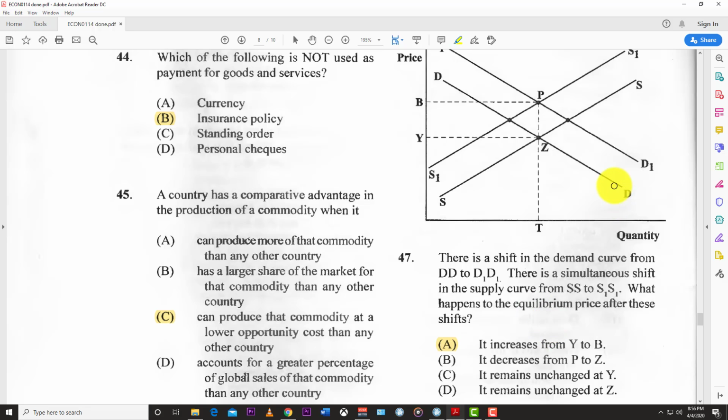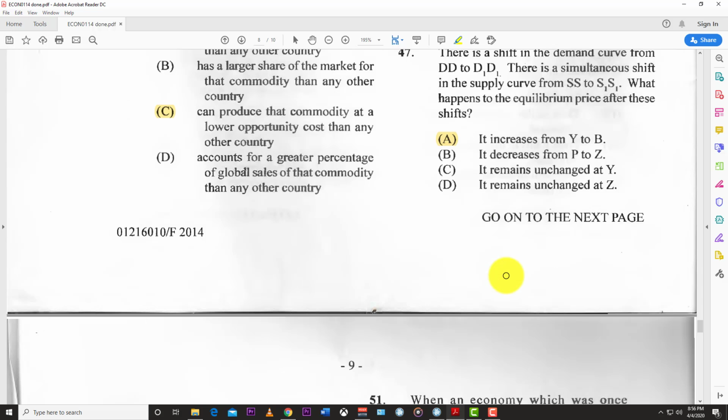So if we follow it here, at first D and S, you have an equilibrium price of Y. But when D shifts to the right and S also shifts to the right, so this is in your option B, and so B, you see a higher price. So it increased from Y to B. The equilibrium price increased from Y to B.